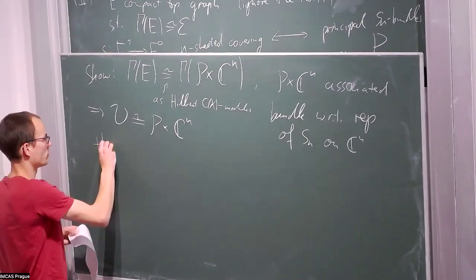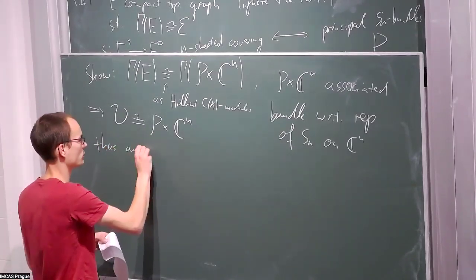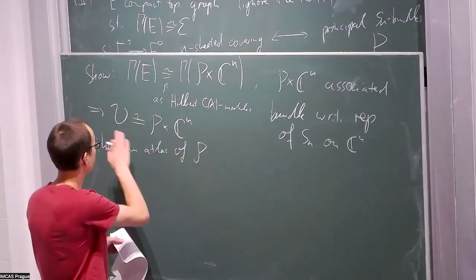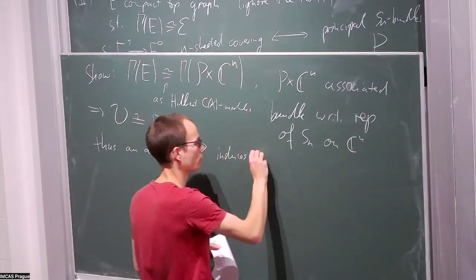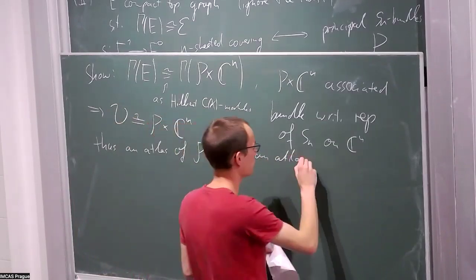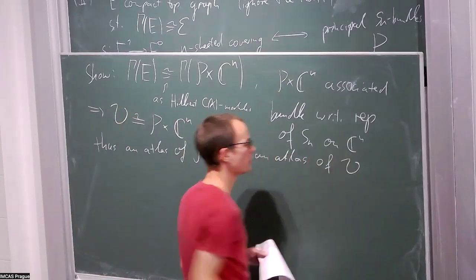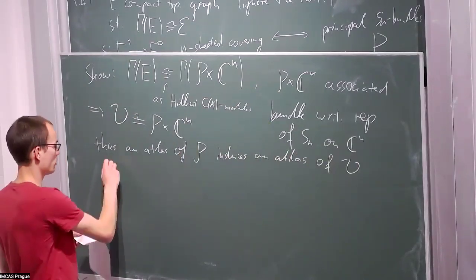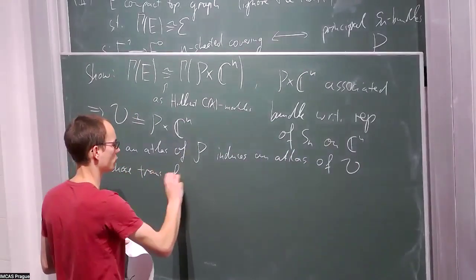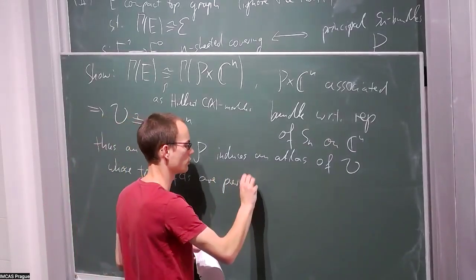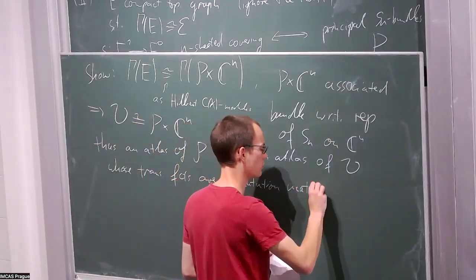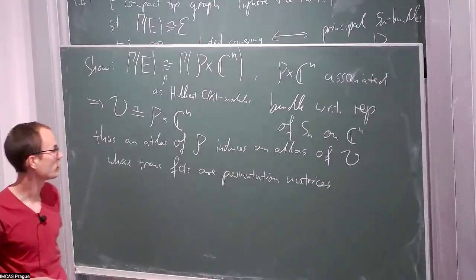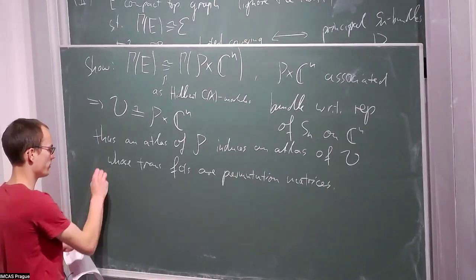And this tells you that an atlas of P as a principal bundle, you take an atlas of P as a principal bundle, you obtain an atlas of your vector bundle. This will induce an atlas of the associated bundle, and then it induces an atlas of V. And because this atlas comes from the principal S_n bundle, its transition functions will be permutation matrices. Okay, so this is how you get your atlas, which has the nice transition functions you want. And then you need to show that this atlas diagonalizes the left action.